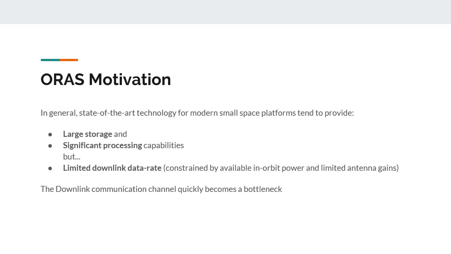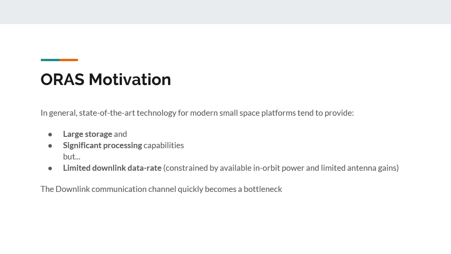In general, the ORAS motivation is that state-of-the-art technology for small spacecraft tends to provide the following features. We're talking about very large storage in terms of capacity and data volume. We're also talking about significant processing capabilities, with processors that are interestingly very similar to what we see in most smartphones nowadays, which is actually the same principle being put in orbit in CubeSat missions.